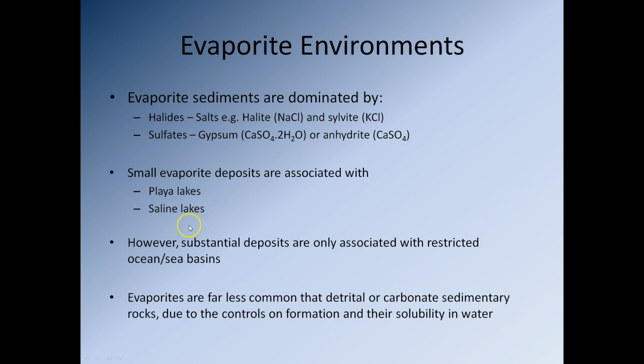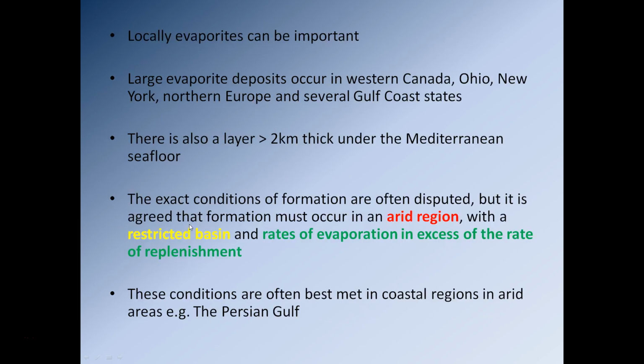Okay, so now let's keep going with evaporites. So locally, evaporites can be very, very important. Large evaporite deposits occur in Western Canada, Ohio, New York State, Northern Europe, and in several Gulf Coast countries. And they're actually quite important because evaporites form what we tend to refer to as a seal for oil and gas. So oil and gas typically can't move through layers of evaporites.